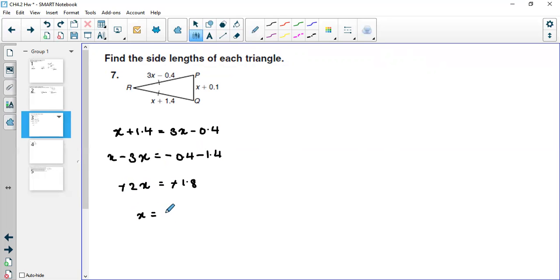X is going to be 0.9. Almost, you're done with half of the question. You found the value of x. Now substitute it in each of the lengths and find out the length of each of the sides.